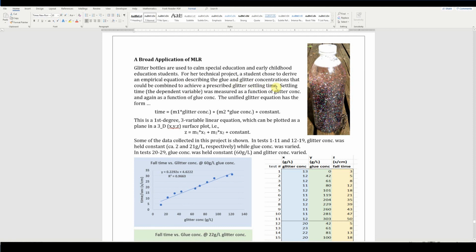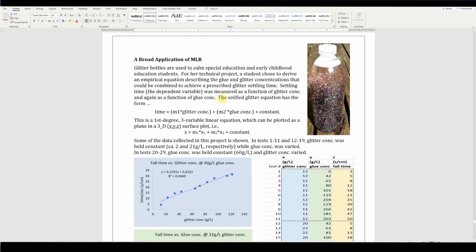The more glitter you add, the longer it takes to settle. The more glue you add, the more viscous or thicker it becomes, the longer it takes to settle. Wouldn't it be nice to have an equation that describes it so we could make a recipe for amount of glitter, amount of glue, and amount of water that settles at a certain time? That's exactly what was accomplished here. So settling time is the dependent variable. It was measured as a function of glitter concentration, and then it was measured again as a function of glue concentration.